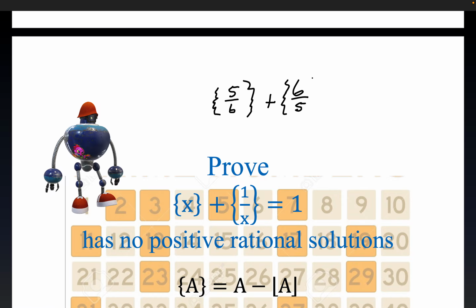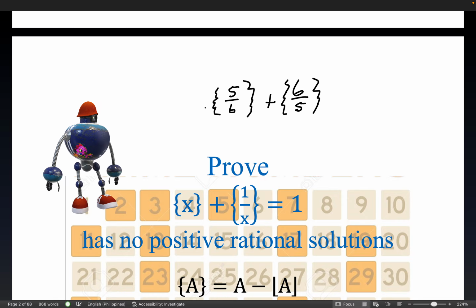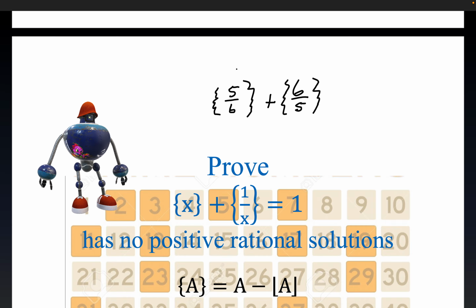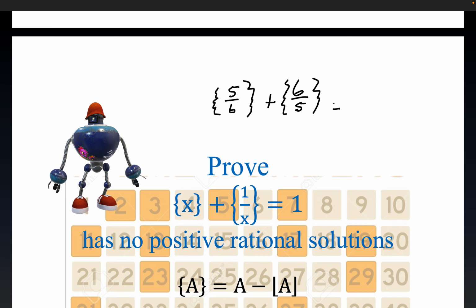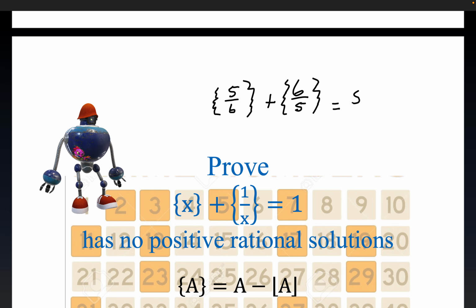All right, now if you want to evaluate this, the fractional part of a number between 0 and 1 is just the number, right? So this is going to be equal to 5 over 6. And then the fractional part of 6/5 is of course 1/5. All right, and just by appearance, this can't be equal to 1, but let's go ahead and verify here.